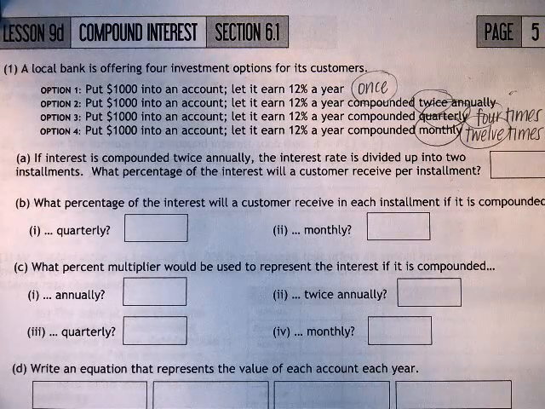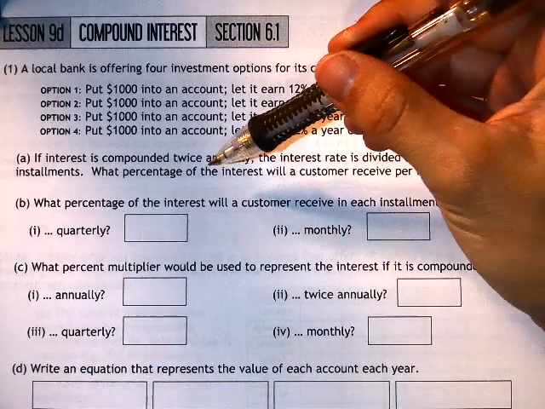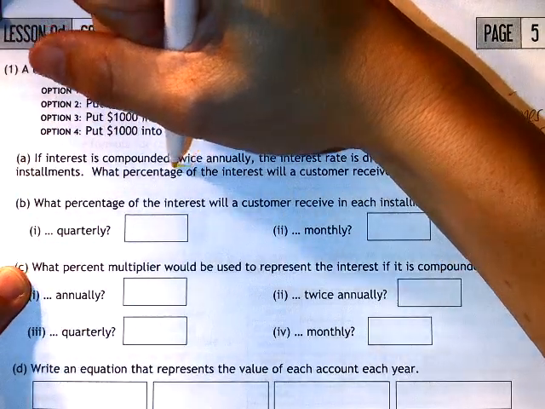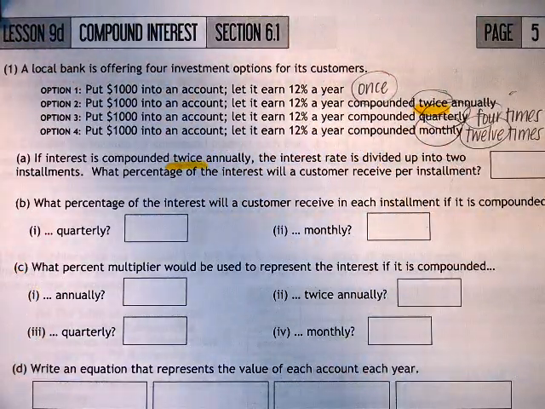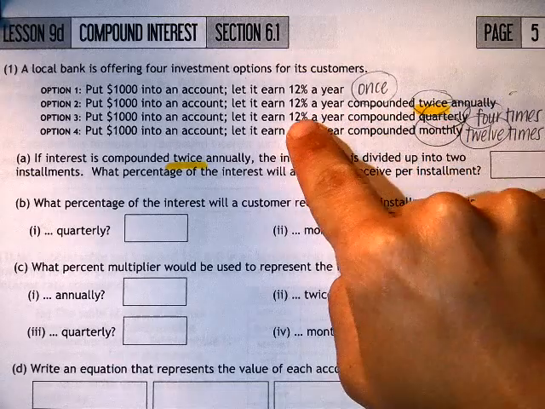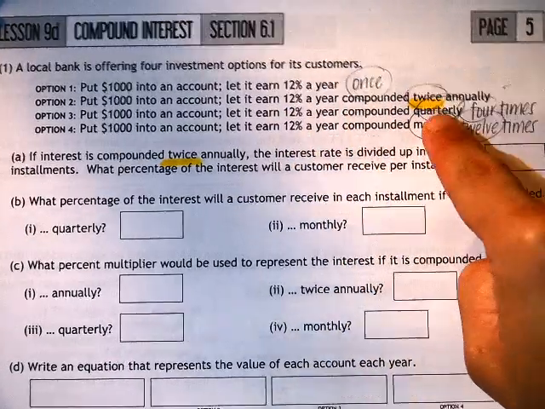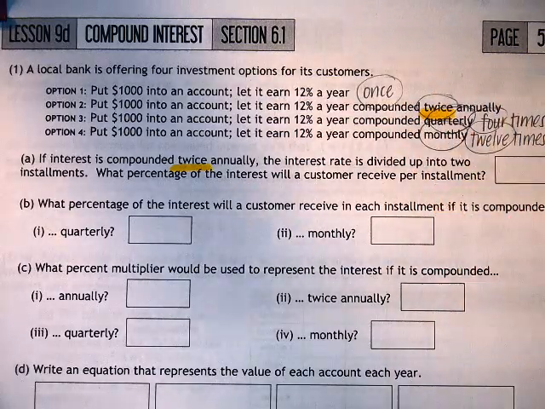So in question letter A, they're going to deal with essentially option number 2, which is when we compound twice annually. And I'll just highlight this to make sure we saw that twice situation, and we talked about that in the previous video. The idea that that 12% interest is going to be broken into 2 smaller payments as the bank's way of saying thank you. So let's think about that logically.